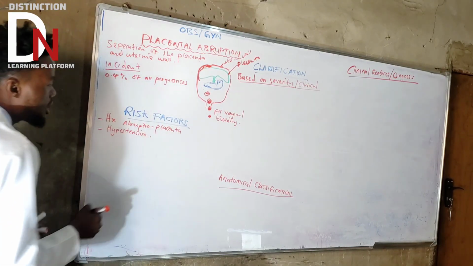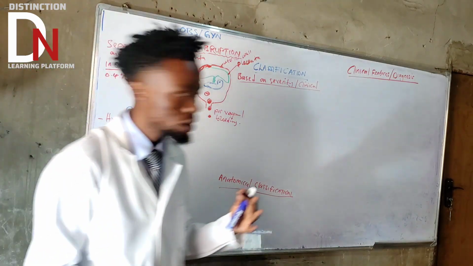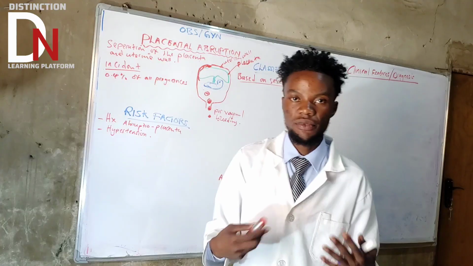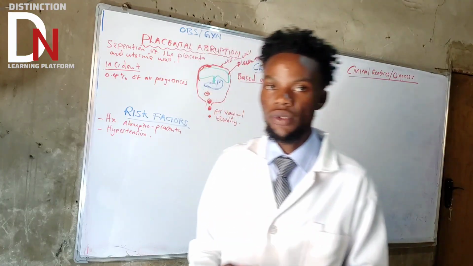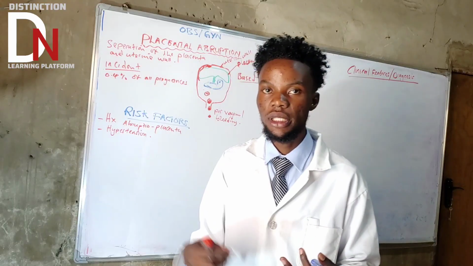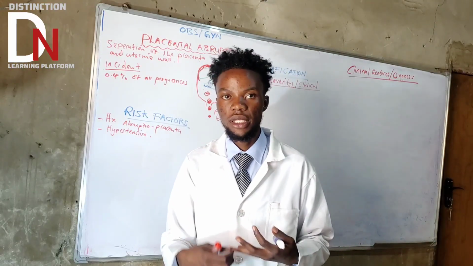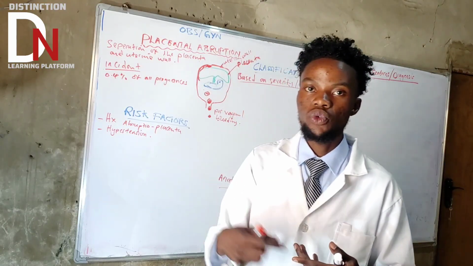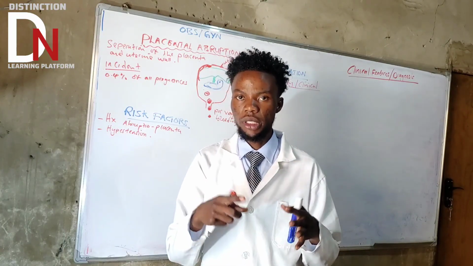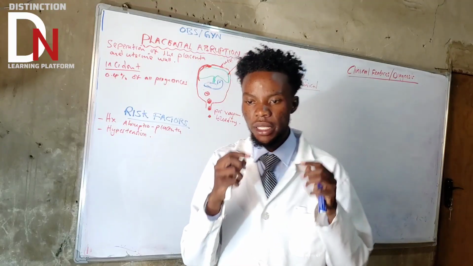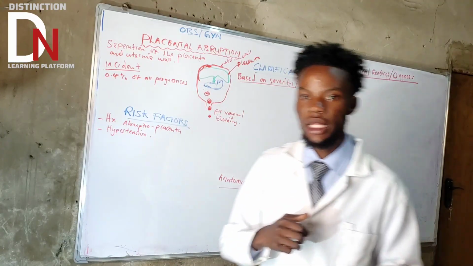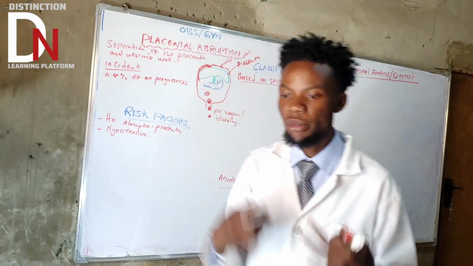Okay, hypertension predisposes someone to have what? Abruptio placenta. Basically, if you remember, we talked about hypertensive disorders in pregnancy. We said there are 4 categories: gestational hypertension, preeclampsia, chronic hypertension, and also superimposed preeclampsia on chronic hypertension. We talked about that. So those conditions can predispose someone to have abruptio placenta, or the premature separation of the placenta and the uterus.